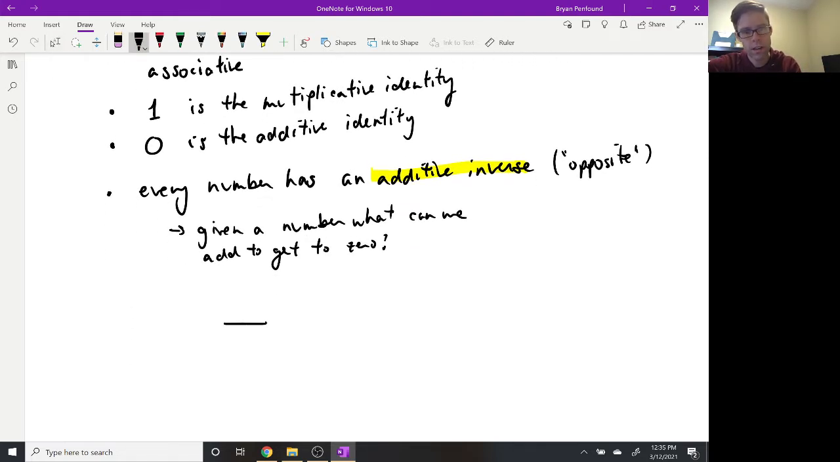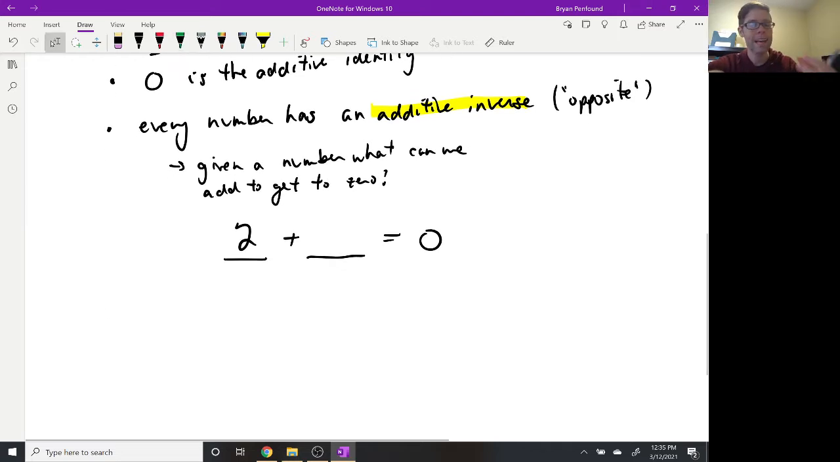So for instance, let's play a game. The final answer we want is 0, and I give you the number 2. So you need to scan through the set of integers, and you need to find a number that I can add to the number 2 that's going to get us to the number 0. And of course, hopefully you all know that that is the opposite of 2, which is negative 2. Okay, so we say that 2 and negative 2 are additive inverses of each other.